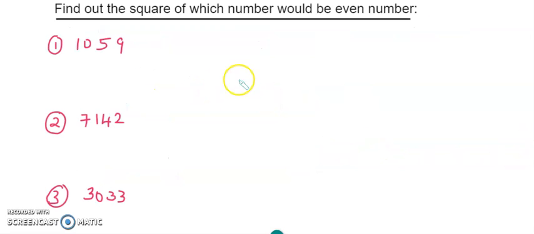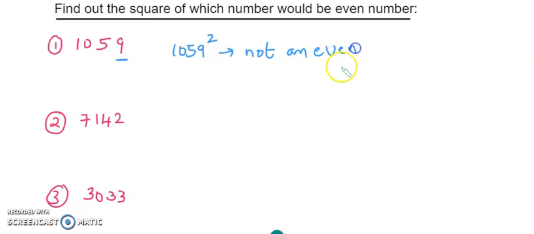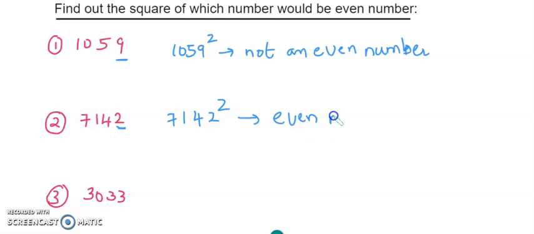Next, find out the square of which number would be even. So again, we look at the last digit, 9. 9 is an odd number, so its square cannot be an even number. Okay, just the opposite of what we did. Clear? Next, 2, an even number. So its square will be an even number. Correct? Hope you're getting this.